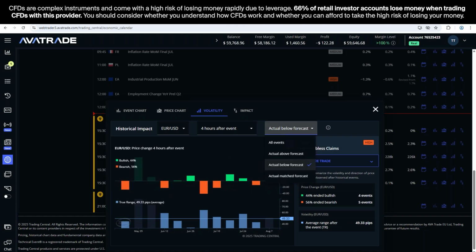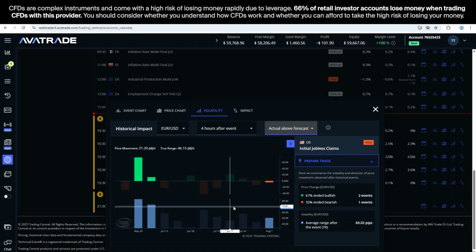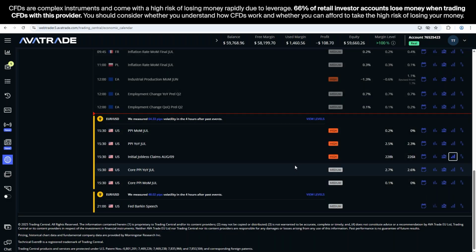But if this comes in above forecast, now I'm interested to trade. It looks more of a dramatic reaction when there's bad news than when there's good news, okay, with this announcement. So that's how you can analyze which announcements you'd want to trade on, and maybe only in a preferred direction if it comes in a certain way.